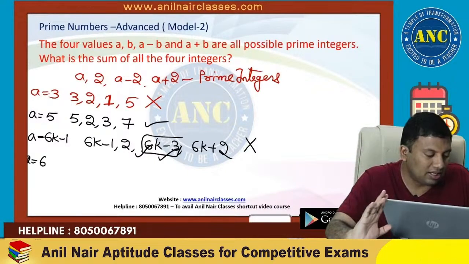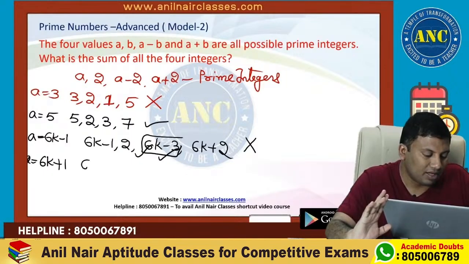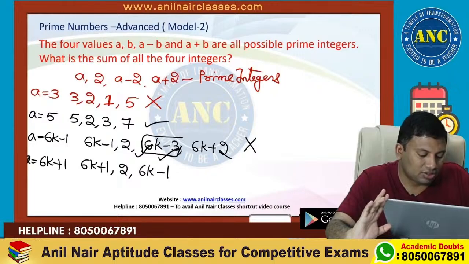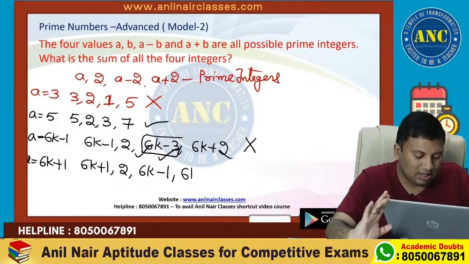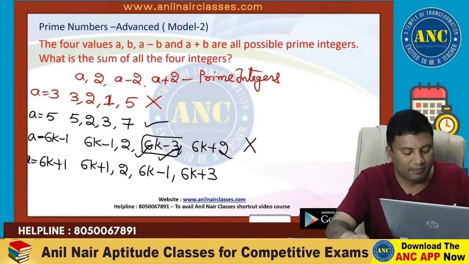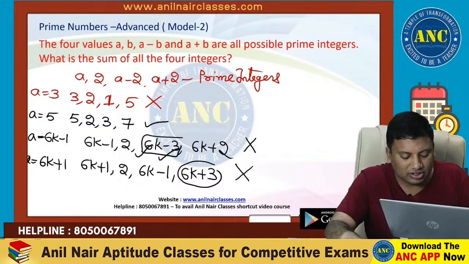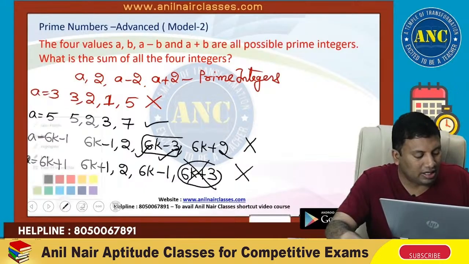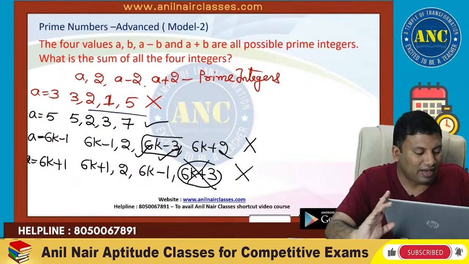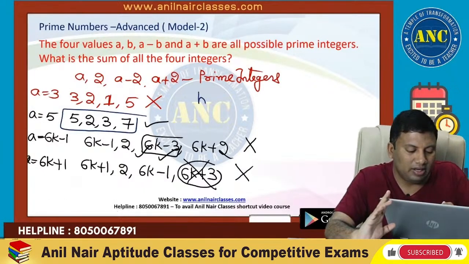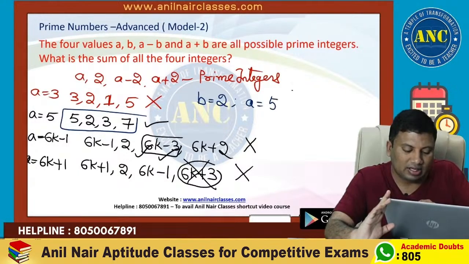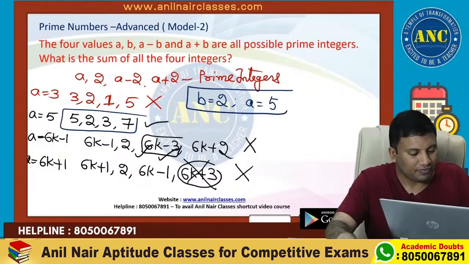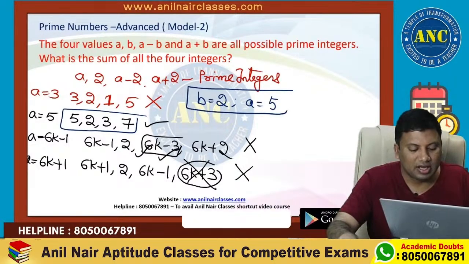Next one, another case, 6k plus 1, comma, 2. 6k plus 1 minus 2, 6k minus 1, 6k plus 1 plus 2, 6k plus 3, 6k plus 3 divisible by 3. Answer will be divisible by 3. So, the only case which is possible is 5, 2, 3, 7. What is B value? B value is 2. What is A value? It is nothing but 5. Only value which will satisfy is B is 2, A is 5.